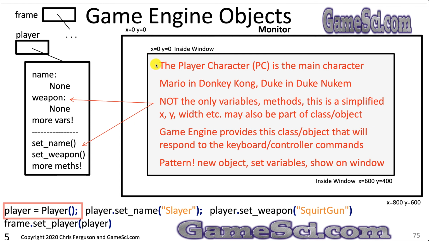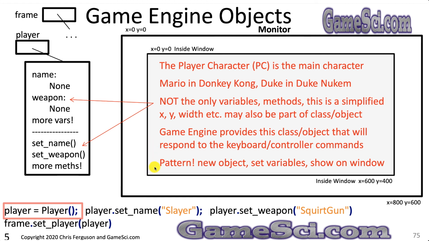The player character, or PC, is the main character of the game. It's the Mario and Donkey Kong, the Duke and Duke Nukem. These are not the only variables and methods this class would have. This is very simplified. I'm sure there's an x, y, and width variable in here somewhere. That would be part of the class and object. I don't want to overwhelm you. In a real game engine, these classes have lots of variables and a lot more methods. The game engine provides this class/object that will respond to the keyboard or controller commands.